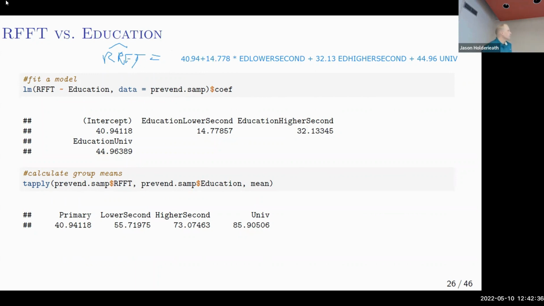Okay, so if we were trying to predict somebody's score, we evaluated this equation. Now we're looking at this, and we see that the intercept is 40.94. The rest of these are all dummy variables, so somebody does or does not have the highest level of education.